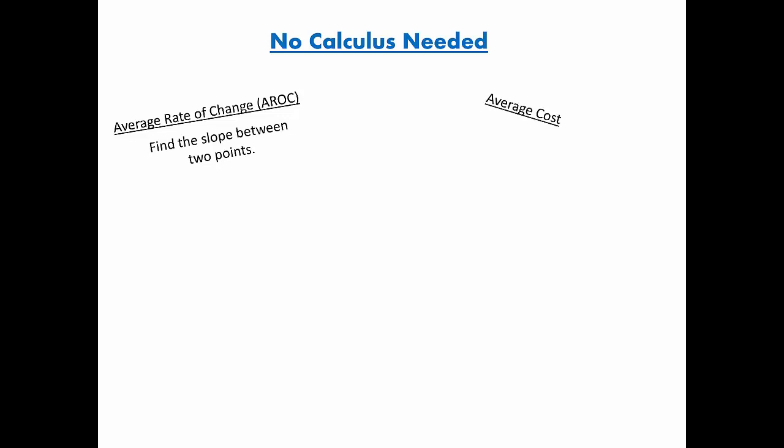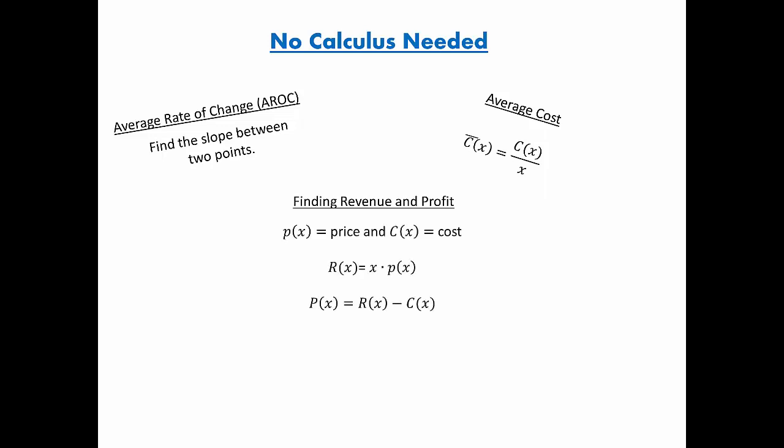Average cost, that's something that we play with every once in a while in this class. Just knowing that average cost is the cost divided by the number sold is important. Again, no calculus needed to know what the average cost actually is. Finding revenue and profit, of course, given that P is the price, little p, and C is the cost. The revenue is X times P, and the profit is the revenue minus the cost.